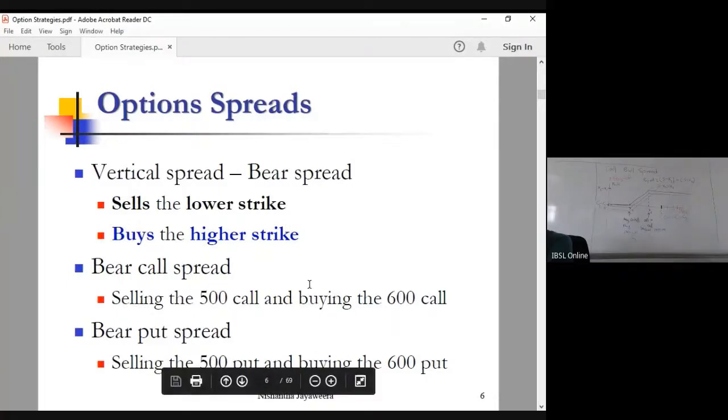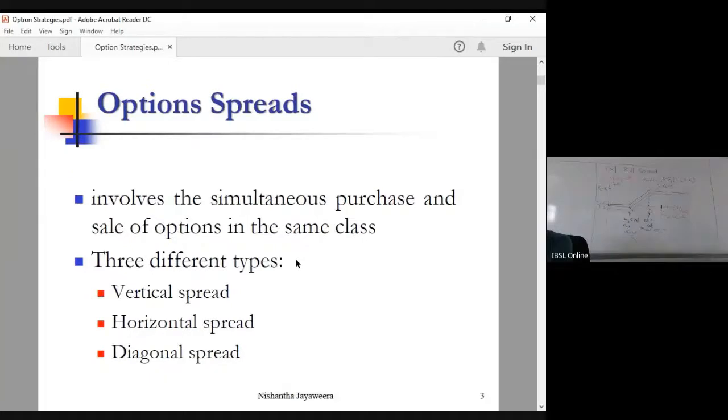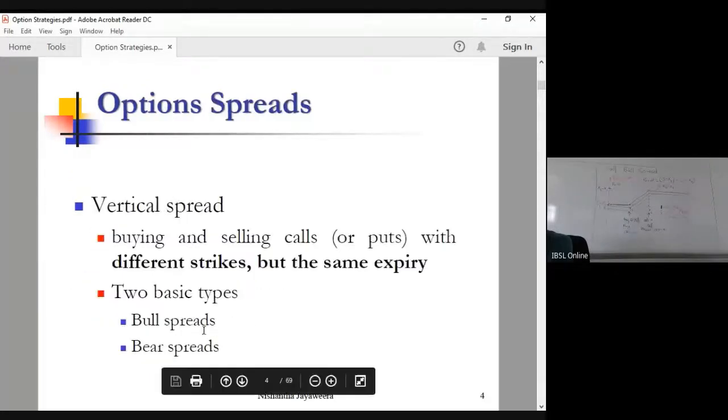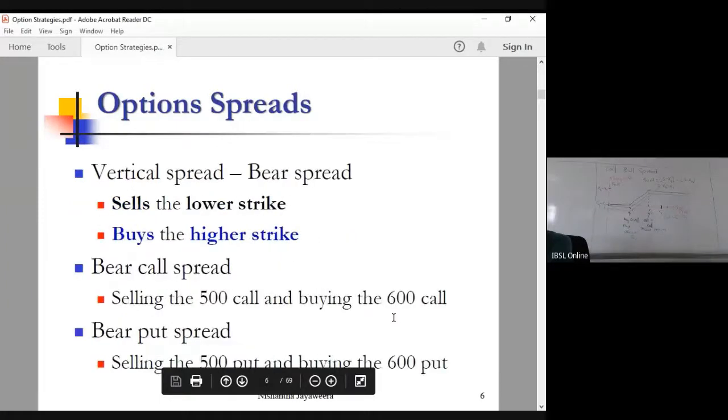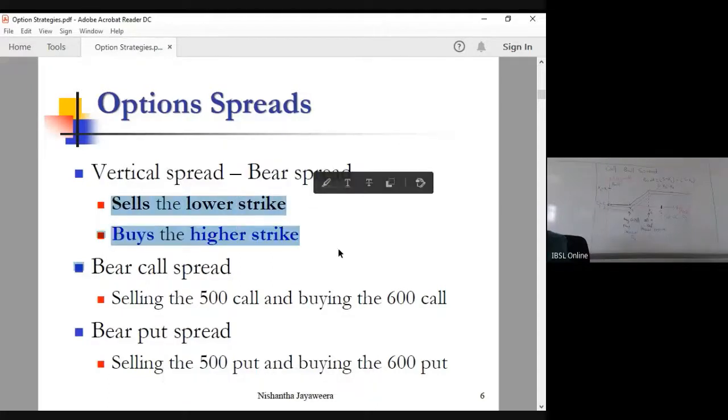Then the other type of spreads here, bull spreads and the bear spreads. In bear spreads, what we do is the opposite of them. In the bear spread, we sell the lower strike and buy the higher strike. In a bull spread, we did it the other way around.